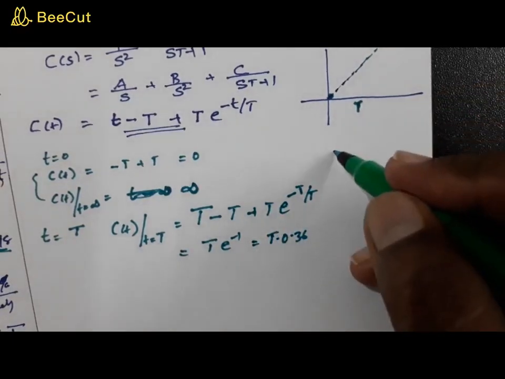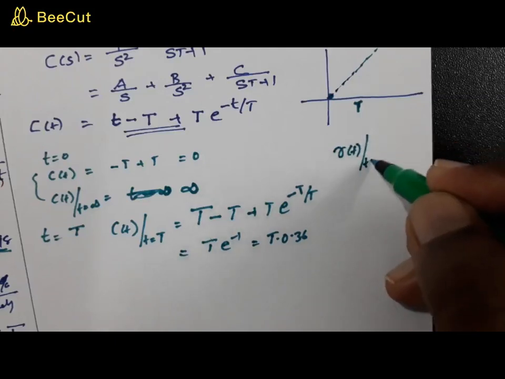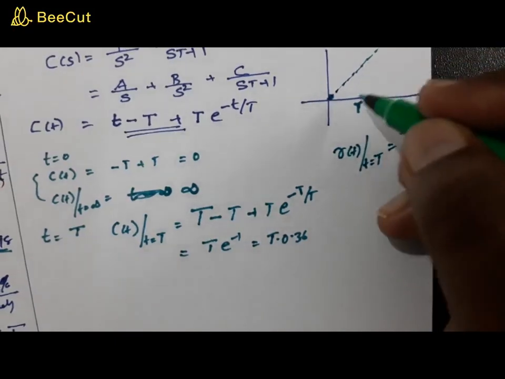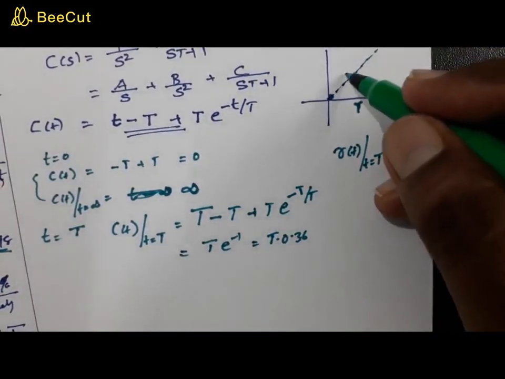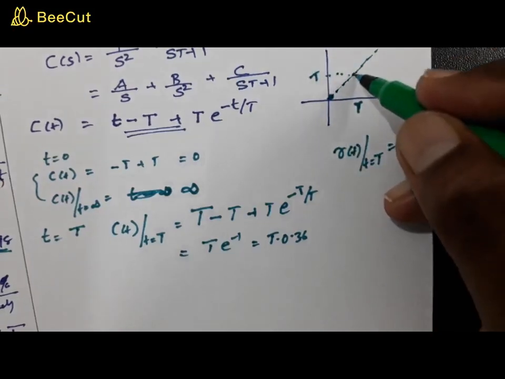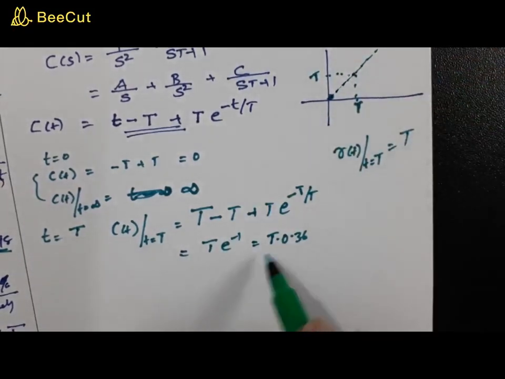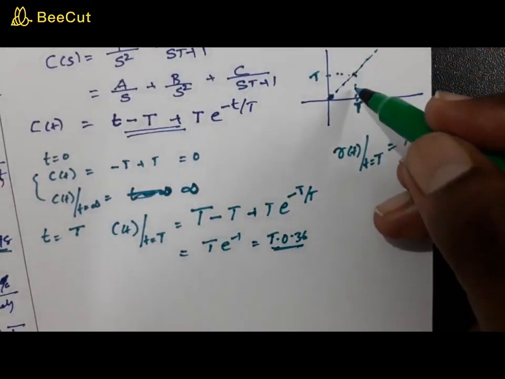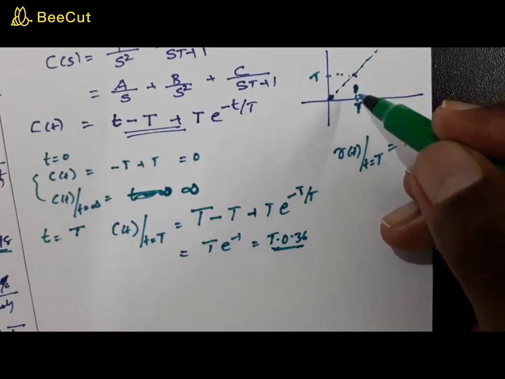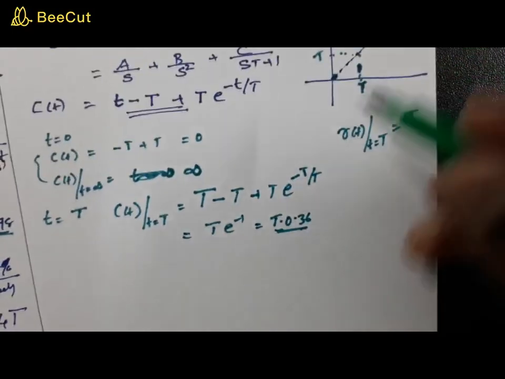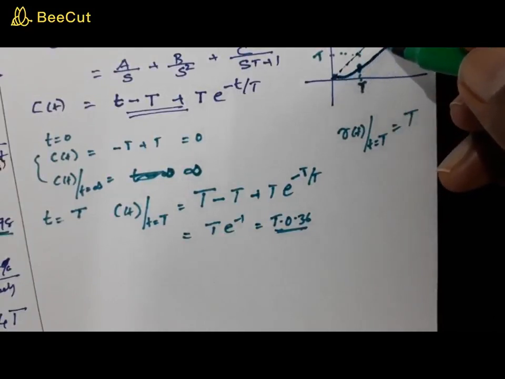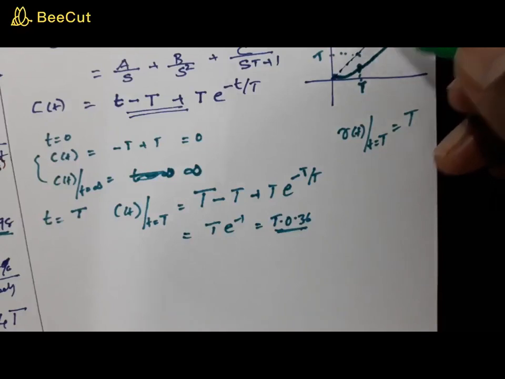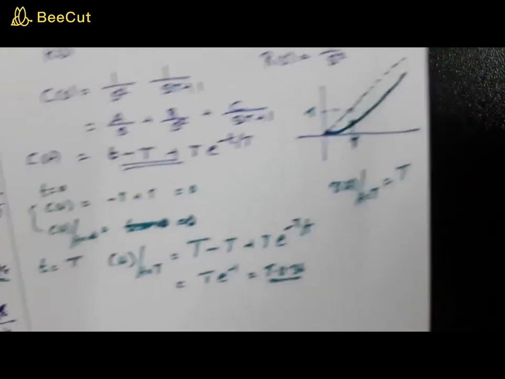So at t equal to T, what must be your r of t? R of t at t equal to T is capital T. So you need to get an expected value of this T, right? So this must be your capital T. Then only you can call this a ramp. But what is the value of that? At t equal to T, this is 0.36 T, well below this value. And as you go further, you can see that there is always an error coming in this way. This is not the ideal, right?